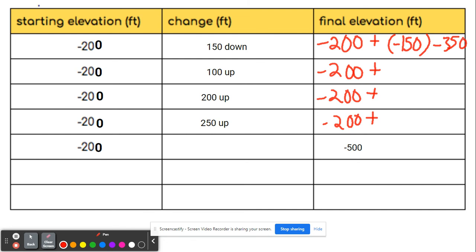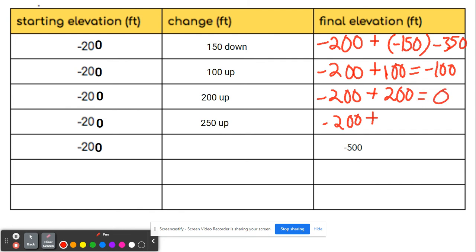All right, number two. I'm starting with negative 100. I'm going up 100. So I'm going to get bigger. So if my number's getting bigger, I know it's going to be positive. So I'm adding 100. So negative 200 plus 100 equals negative 100. All right, three, negative 200, and I'm going up 200. Once again, if I'm going up, my number is going to get bigger, so it has to be a positive number. So negative 200 plus 200 equals 0.